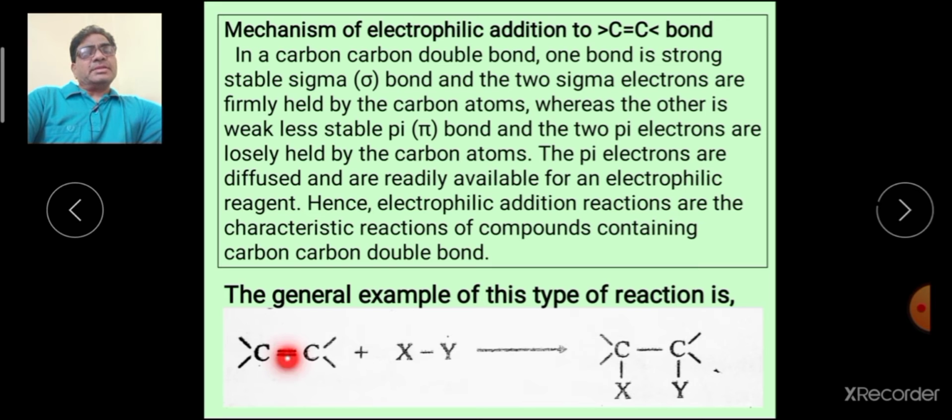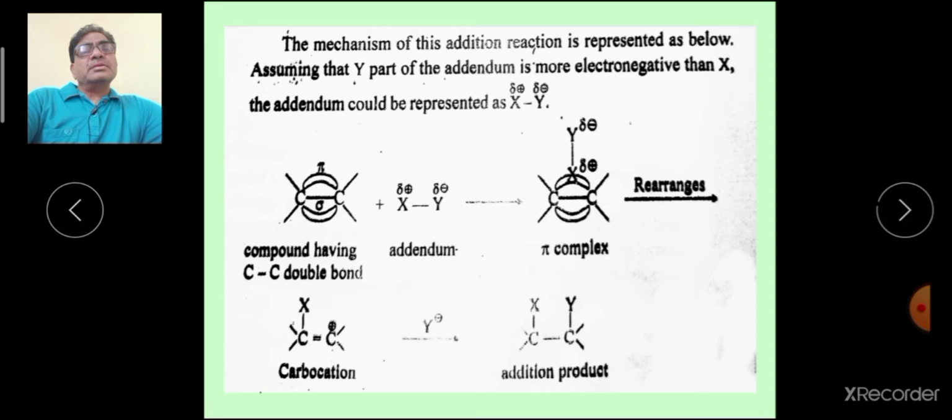This is a compound containing a double bond. Here, for example, X-Y adds, and when the electrons of the bond are slightly shifted toward Y, then Y acquires a slightly negative charge and X acquires a slightly positive charge, and thus the electrophile attacks first, followed by the final attack of the nucleophile.